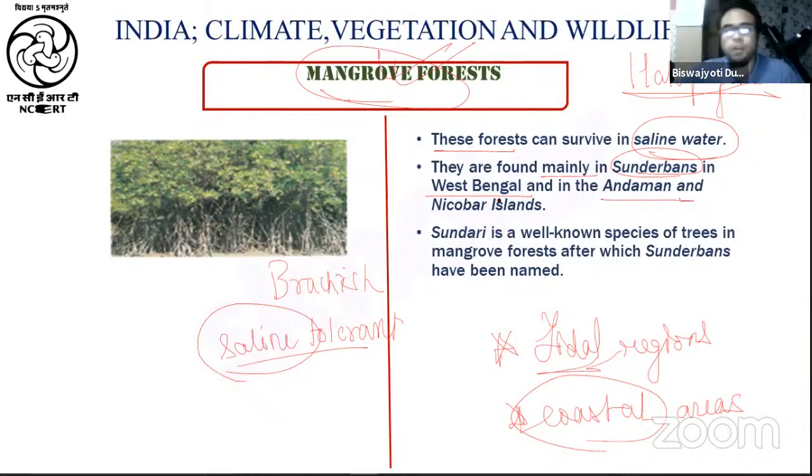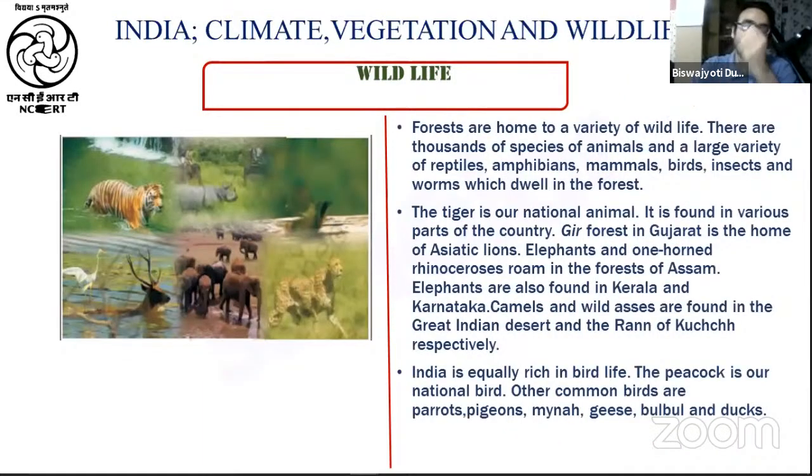And it is also found in the Andaman and Nicobar Islands, right? An example of a mangrove tree would be the Sundari, and it is after the name of Sundari that the Sundarbans has got its name. Understood? So these are the important natural vegetations that we see, right? So this was about your climate and your natural vegetation.